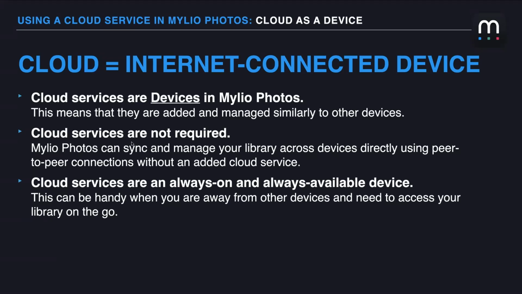Cloud services are not required. You can sync and manage your library across devices using Mylio Photos peer-to-peer connections. So if you have 2 devices on your local network, they will find each other most likely right out there on your local network and pass files directly back and forth. They don't need to go out to a cloud like Apple Photos or Google Photos does, where the source of truth is in the cloud. And then everything needs to go to the cloud back and forth in order to make it across to other devices. In Mylio, they transmit directly from device to device.